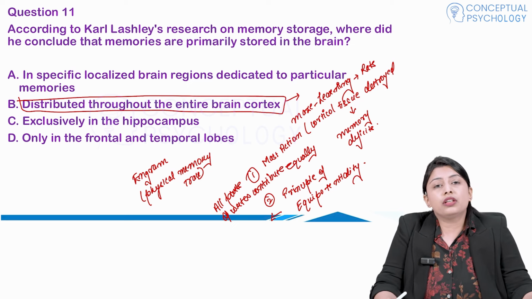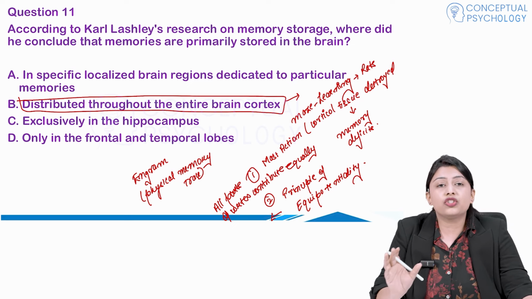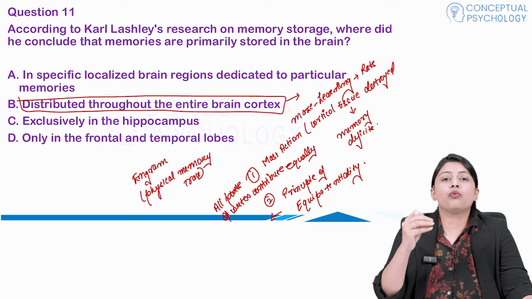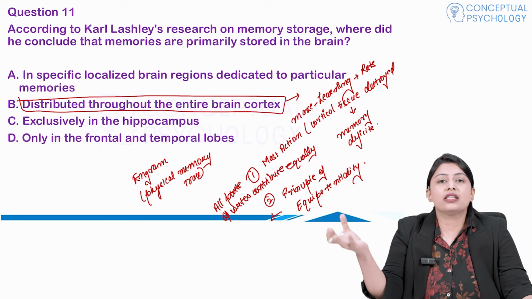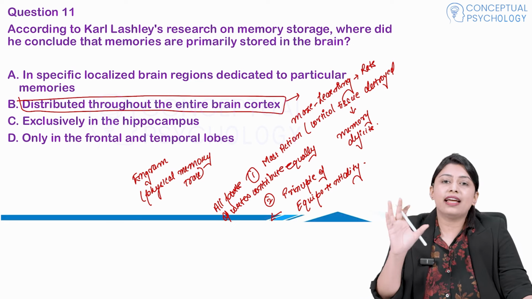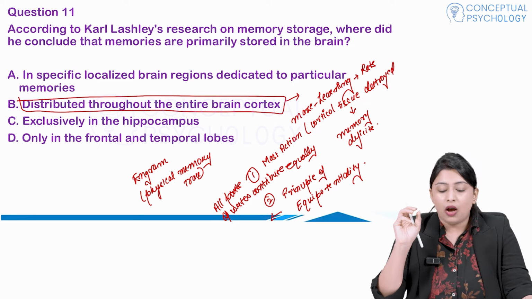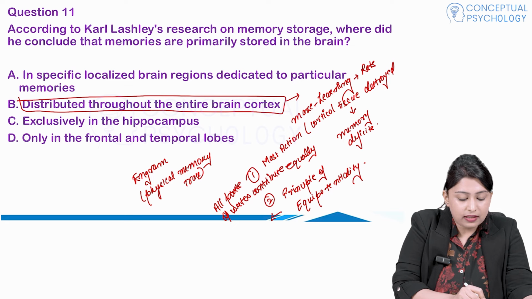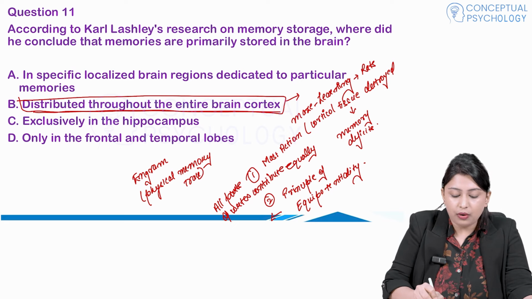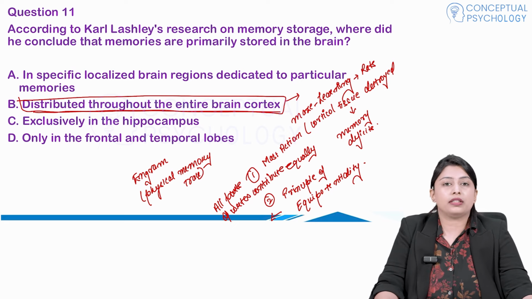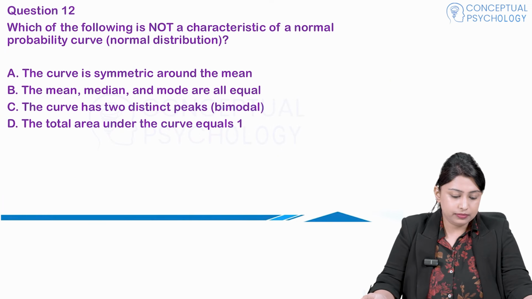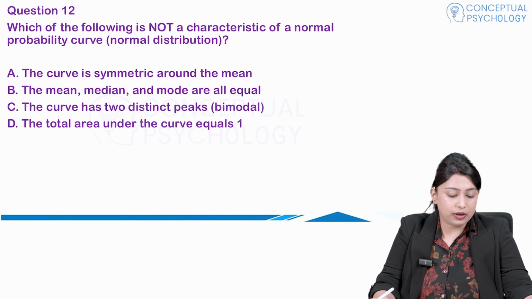It led him to conclude that memory is a distributed function which involves multiple brain areas working together rather than being housed in one of the cortexes. Alright, so the correct answer is it is distributed throughout the entire brain cortex. Moving on to the next question.